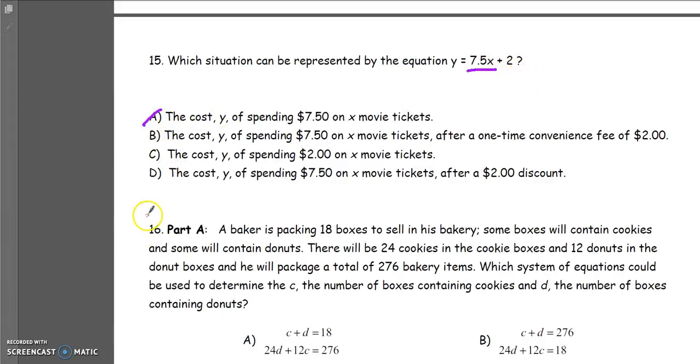B says the same thing, the cost Y of spending $7.50 on X movie tickets after a one-time convenience fee of $2. So did they charge us one time only for $2 more? And yes, they did. So B is going to be the correct answer.